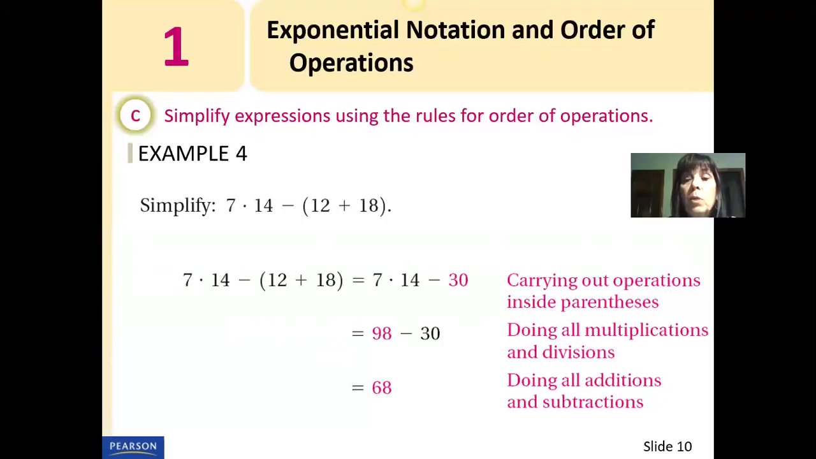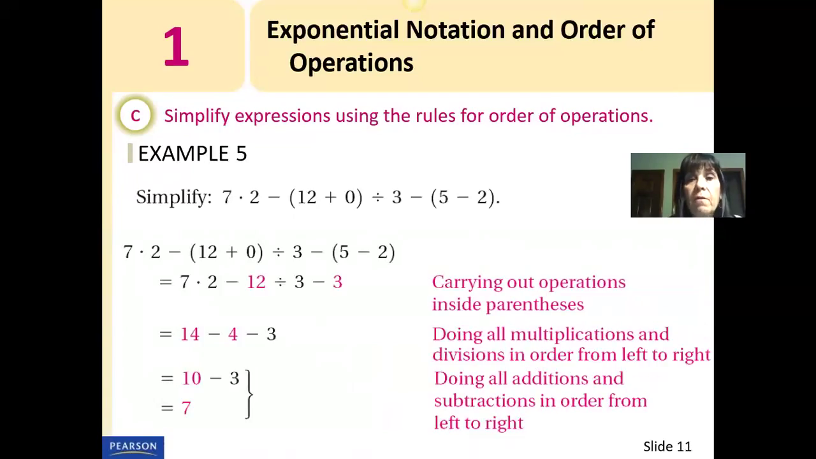Then I would do the multiplications and divisions. There's only one of them, so the next one I would do would be the multiplication of 7 times 14, which would give me a 98. And finally, I'm left with just one operation, which is the subtraction. And after I do the subtraction, I will get 68. So again, I did the parentheses. There was no exponent. Then I did the multiplication and division. It was a multiplication. And lastly, the addition and subtraction, and it was a subtraction.